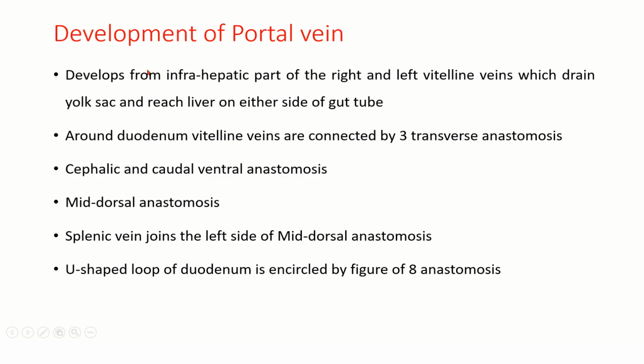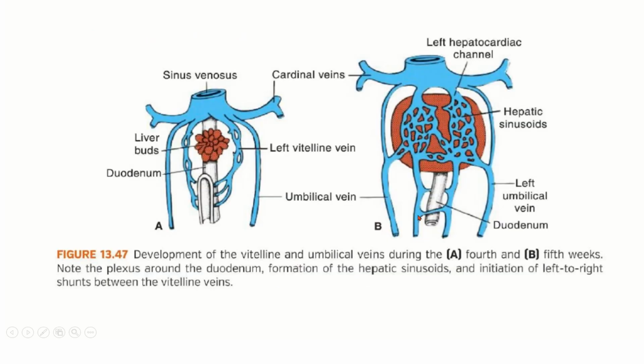Now, development of the portal vein. This develops from the infrahepatic part of the right and left vitelline veins, which drain the yolk sac and reach the liver on either side of the gut tube. Around the duodenum, the vitelline veins are connected by 3 transverse anastomoses: cephalic and caudal ventral anastomoses, and a mid-dorsal anastomosis. So 2 ventral anastomoses and 1 dorsal anastomosis. The splenic vein joins the left side of the mid-dorsal anastomosis, and the U-shaped loop of duodenum is encircled by a figure of 8 anastomosis. So there will be 2 circles, as you can see here. This is the figure of 8.